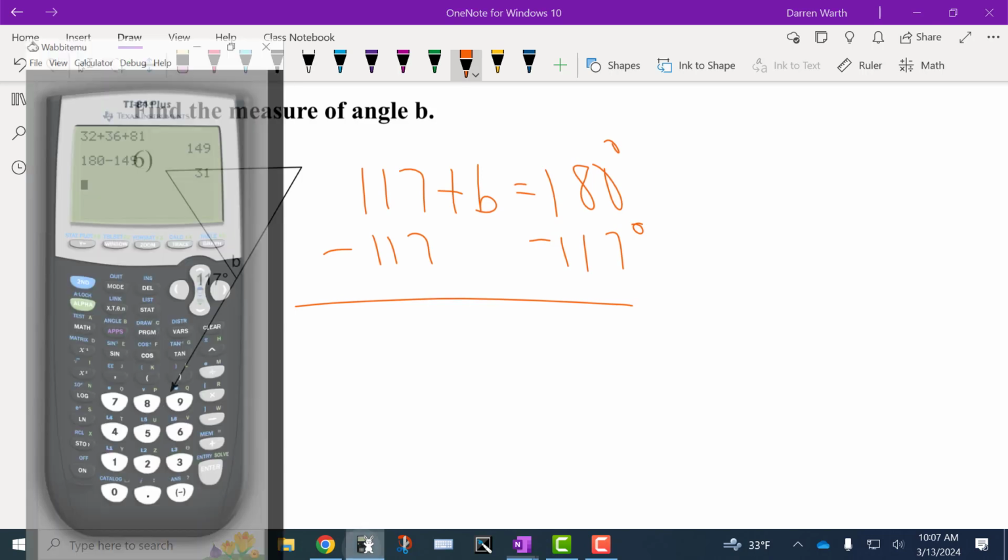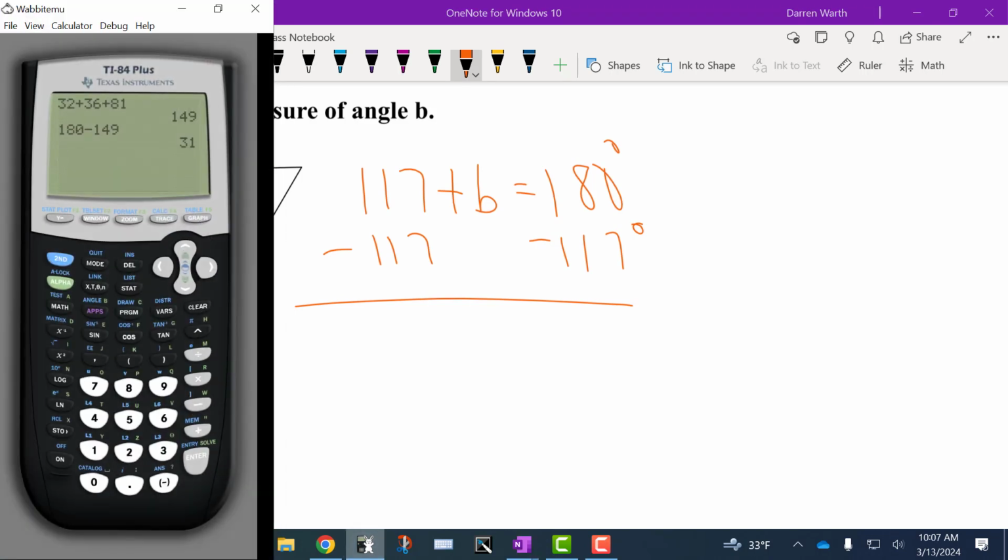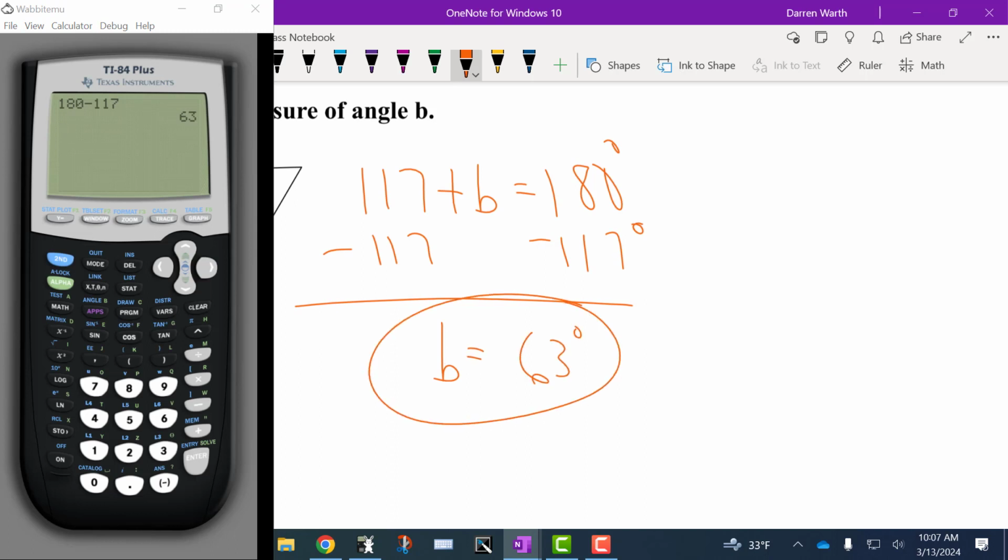So again, just take your calculator, take 180, and now we're going to subtract 117 from it. I'm going to take 180 minus 117. Looks like that answer is going to come out to be 63. So there's your answer of 63 degrees for number 5, or sorry, number 6. So now looking at number 7.